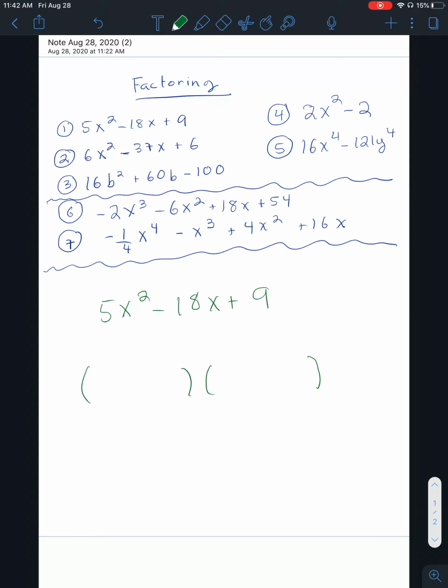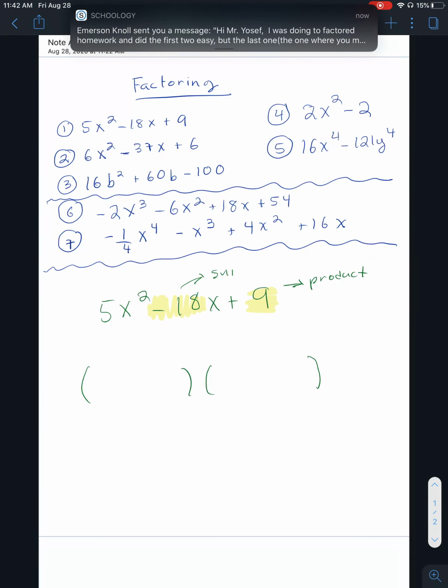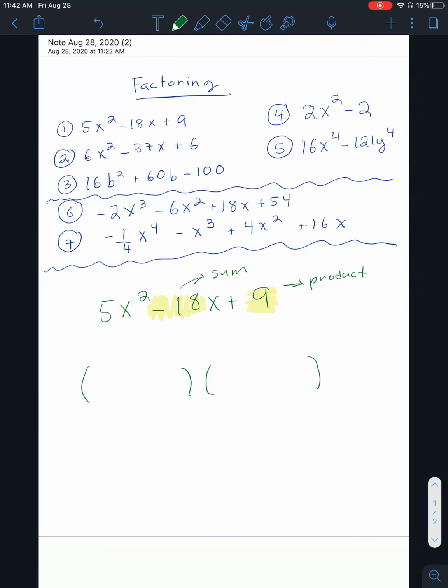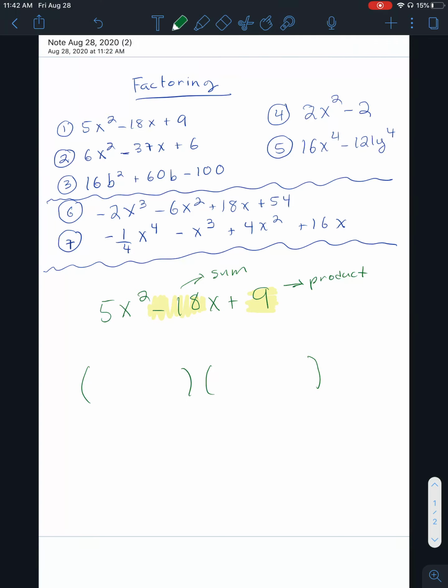So whenever I do these problems, I just try to look at facts. I can recall that 9 is called my product, and negative 18 is called my sum. So I want to find 2 numbers that multiply to positive 9 and add to negative 18. Normally we don't think about what this 5 does, but here, this 5 is going to have an effect on our problem.